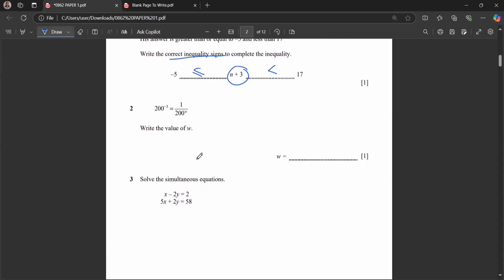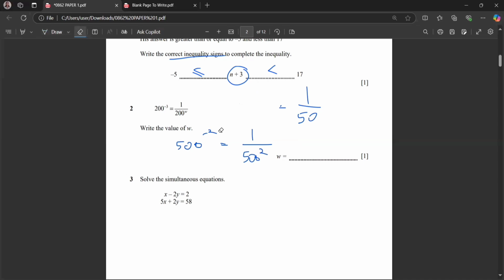Now, second question: 200 raised to -3 is equal to 1 by 200 raised to w. Whenever you have a number raised to a negative power, it means you have to write its reciprocal. Suppose you have 50 raised to -1. This is equivalent to writing it as 1 over 50. Whenever you have a negative power, you can write it as 1 over that number. If it is 500 raised to -2, then you can write it as 1 by 500 squared.